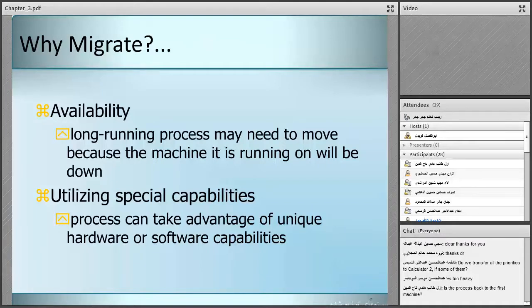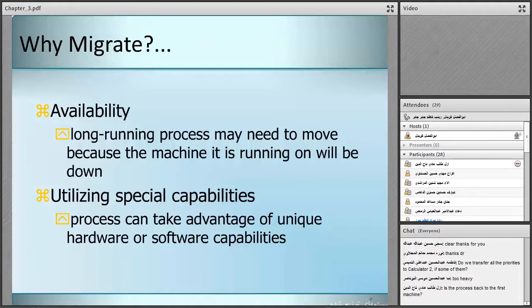Okay. Pay attention. I'm talking about availability. I want to prove that availability is a good reason for migration. Suppose we have a server computer. It provides some services for users. It executes some tasks, for example. It's important that these services be available for all users all the time.